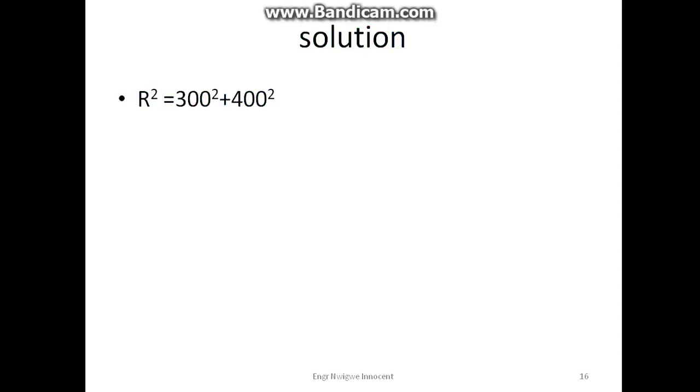Since the Pythagoras theorem states that the square of the hypotenuse is equal to the sum of the squares of the two sides of a right angle triangle, the resultant displacement r of the triangle can be found by getting r squared is equal to 300 squared, the distance covered from Calabar to Ilorin at 30 degrees, plus the distance flown from Ilorin to Kano, 400 kilometers, squared.